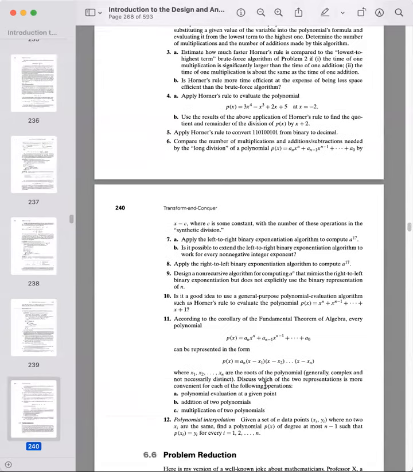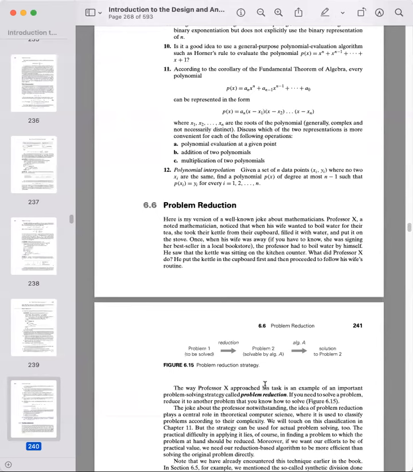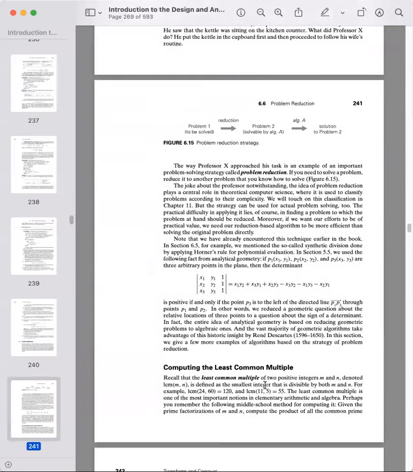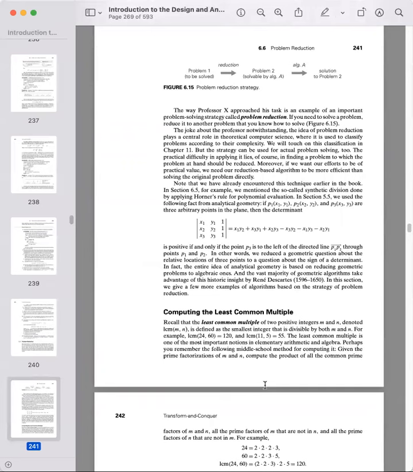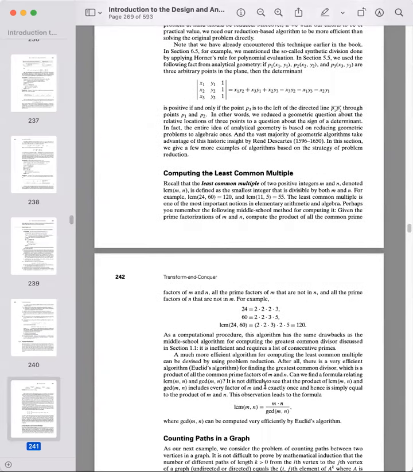Then problem reduction. Again, I think we're just going to talk about it and probably not do a lot with it. This is the idea that you're going to convert a problem into a different problem where you know the answer. This first example will probably serve well enough. We've already done the GCD. There are lots of good algorithms for GCDs. So we'll take a look at how we may work on the least common multiple.